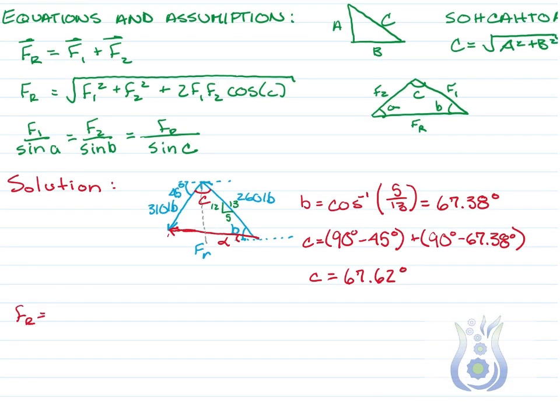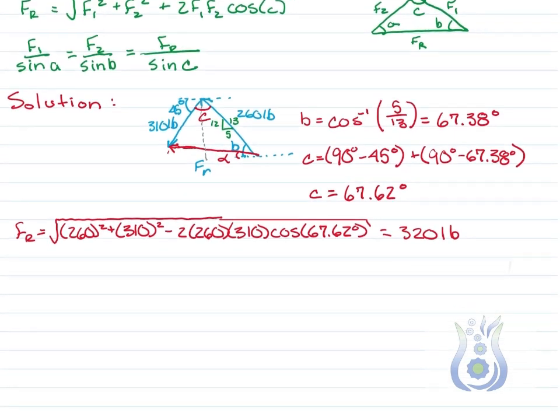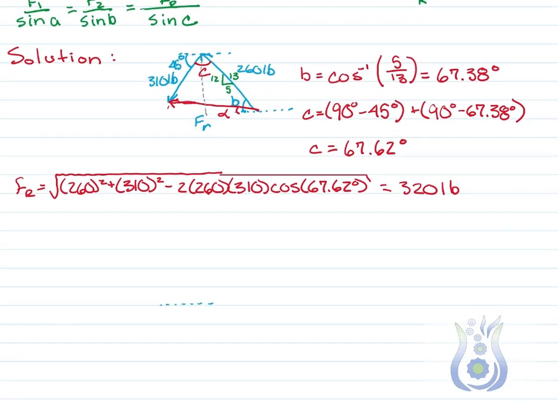Now that you have that internal angle, you can use the law of cosines to calculate your resultant force. So that's equal to the square root of 260 pounds squared plus 310 pounds squared minus 2 times 260 pounds times 310 pounds times the cosine of 67.62 degrees. This gives a resultant force of 320 pounds.